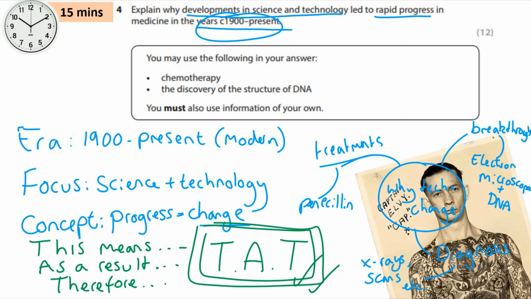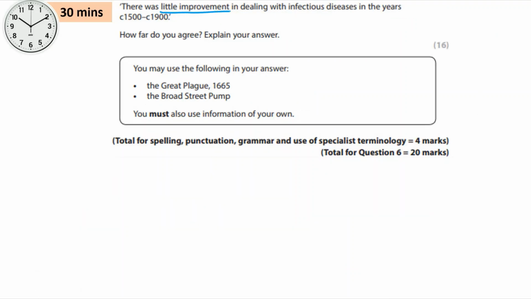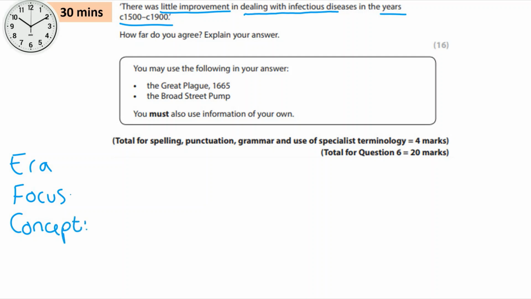Moving to the final question then, what we're going to see is a similar question, but this time you're expected to give a judgment. I'll read this one out, and it says there was little improvement in dealing with infectious diseases in the years 1500 to 1900. Again then, we're going to start off by identifying the era, the focus, and the concept, or the EFC. So I'm looking at this question, I'm reading through it again. The era is listed at the end, 1500 to 1900.